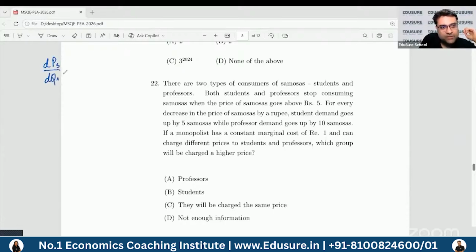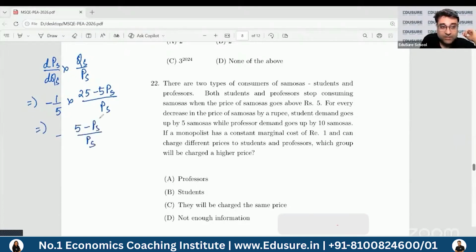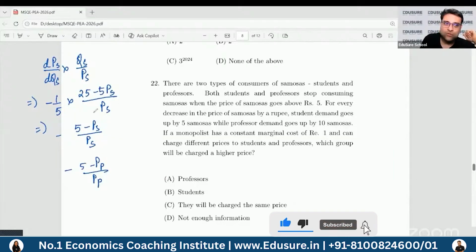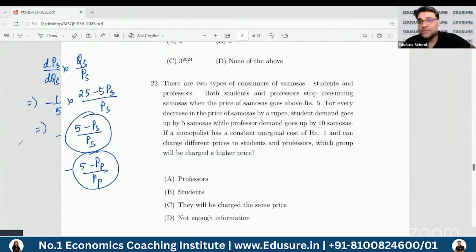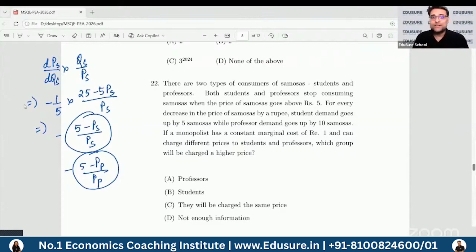dQS by dPS into PS by QS. So this is basically minus 5 into PS by QS, where QS is 25 minus 5 PS. So you'll get minus of (5 minus PS) by PS. And similarly, you will get the same thing for the professor, minus (5 minus PP) by PP. Now, the elasticity is the same, you'll get from there. Professor's demand is basically double that of the student's demand, right? Elasticity will turn out to be ultimately the same thing. All right. This is question 22. The answer is C, charge the same.